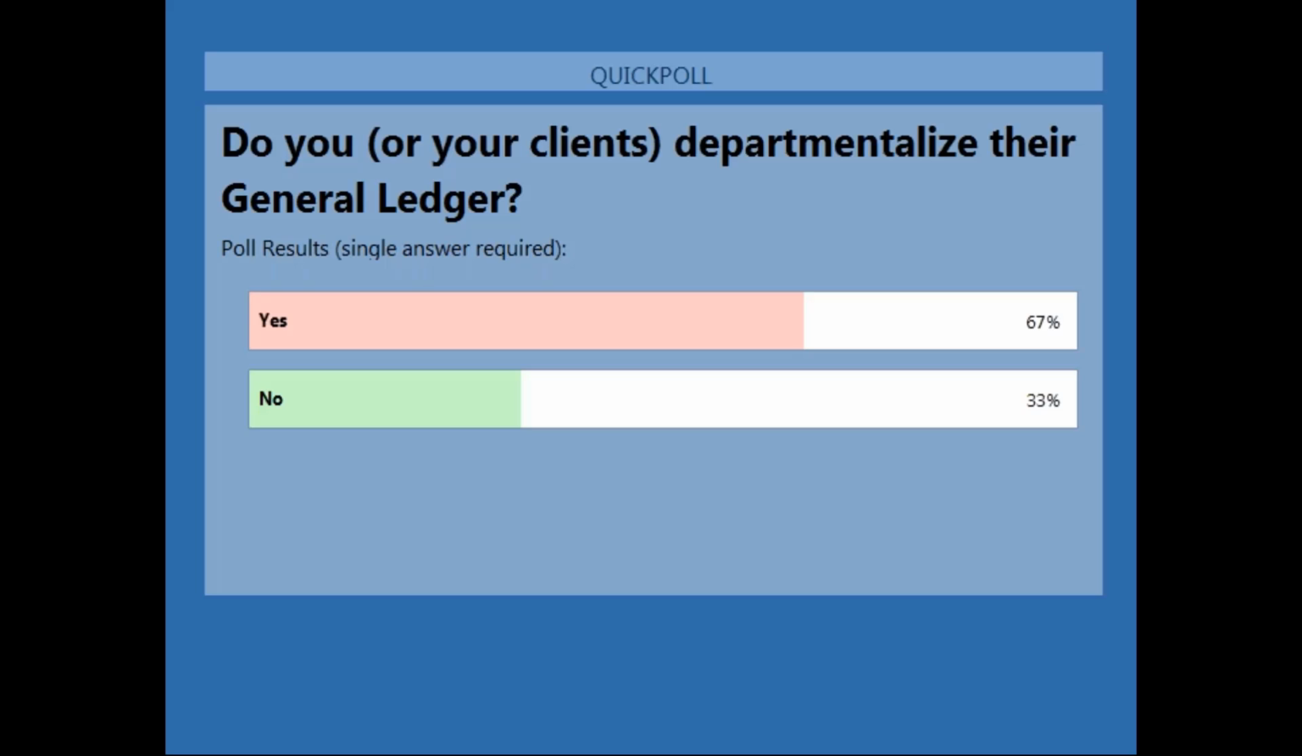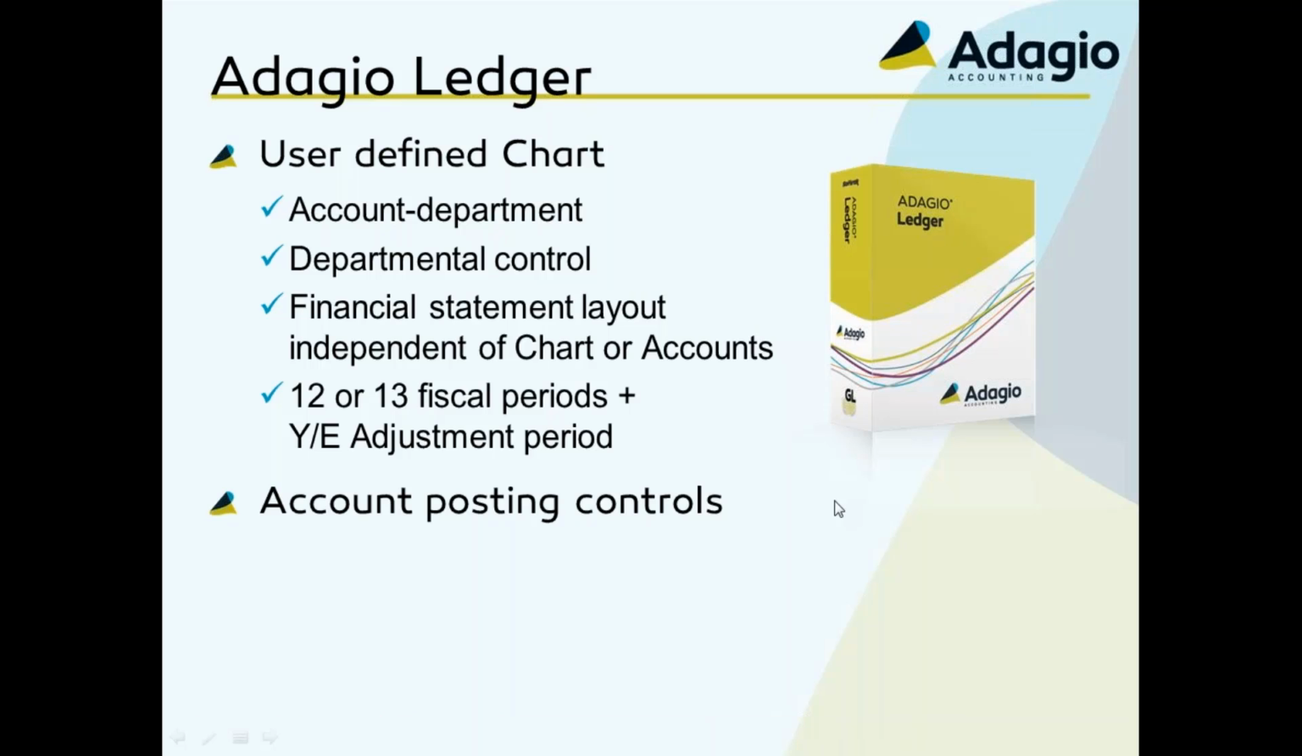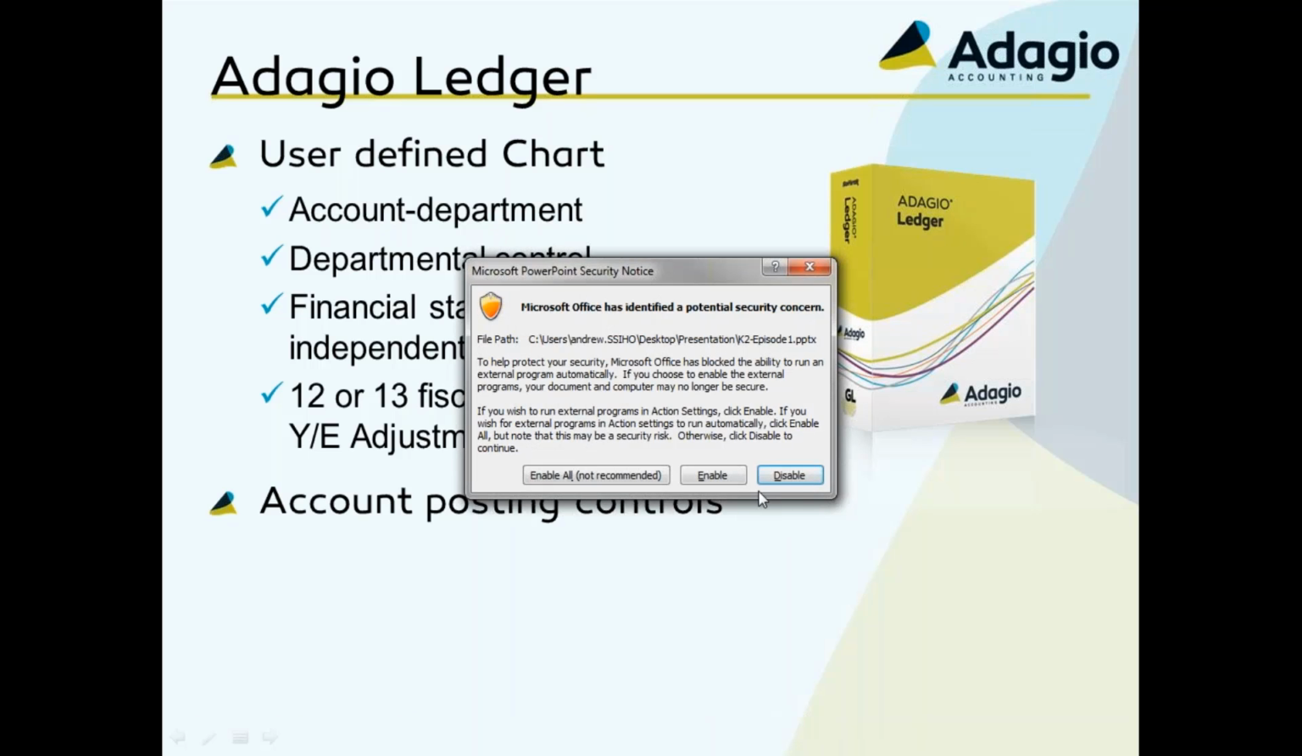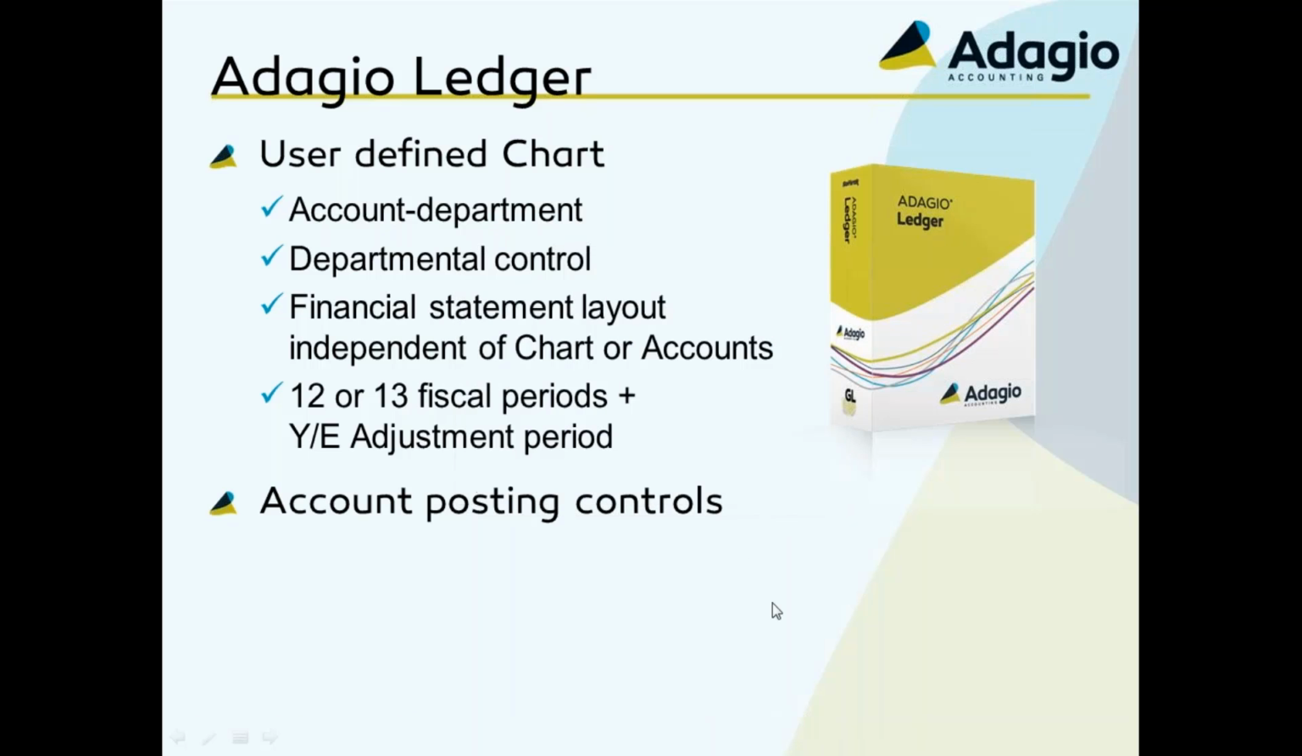So that's interesting, because Adagio has very strong departmental reporting. Hang on a second, I clicked on the wrong thing. So the other thing that can be a problem in the GL is things being posted to the wrong account. So there are some things you can do within the GL to prevent people from posting to the wrong general ledger account. First of all, you can mark an account inactive.